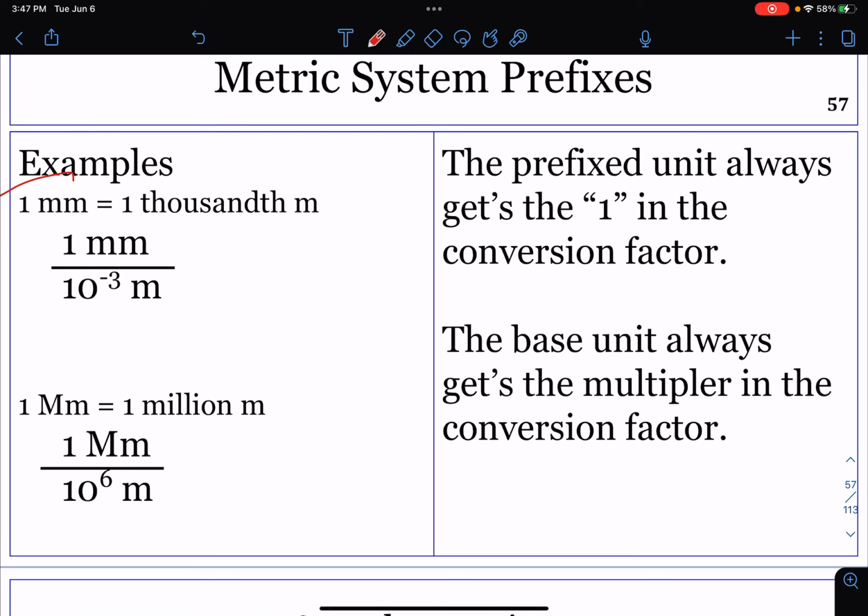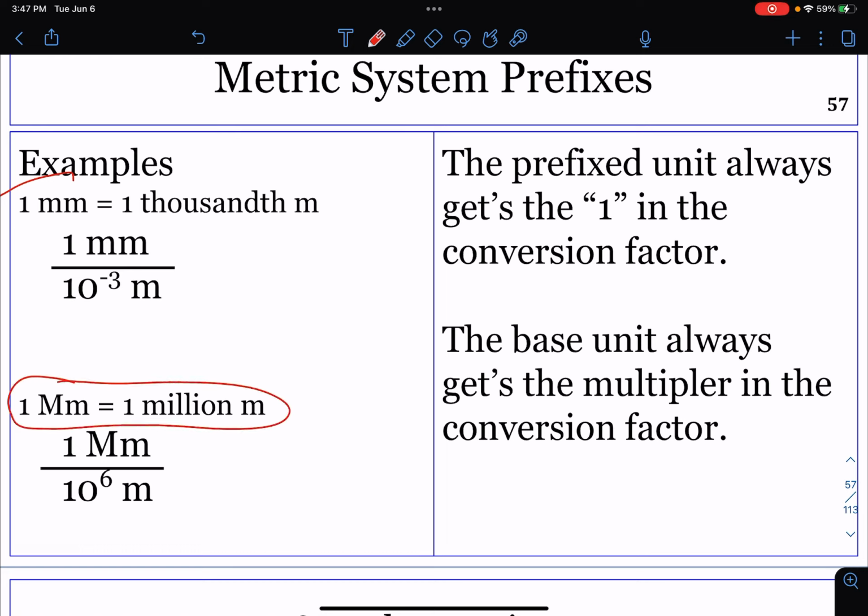In unit conversions, the top must equal the bottom, and the bottom must equal the top. So this is very important. I'm going to say it again. The unit with the prefix, which is the milli, that gets the 1. The multiplier goes with the base unit, which is either just the meter or just the gram or just the liter.